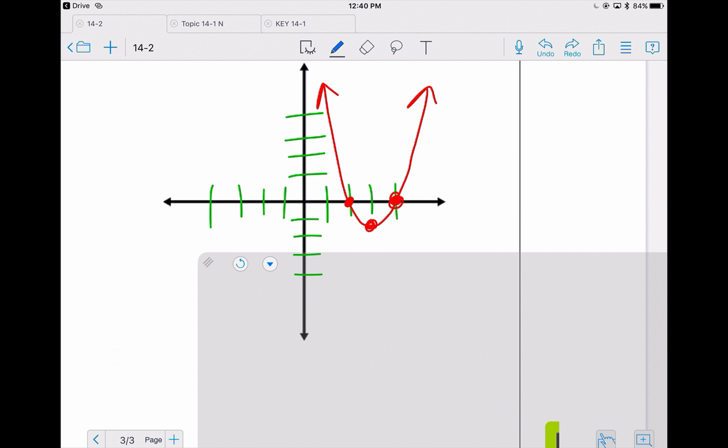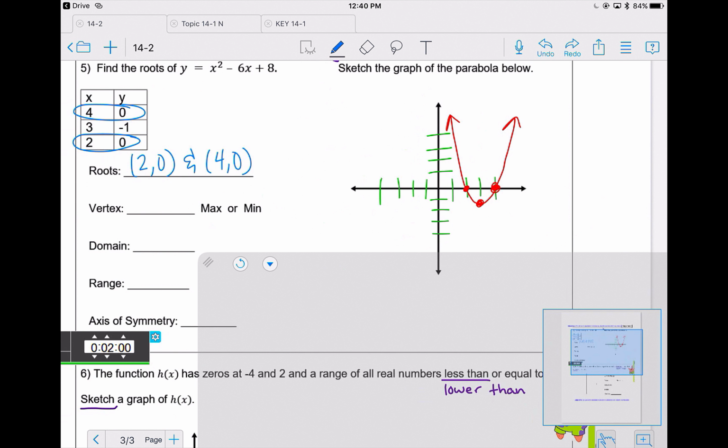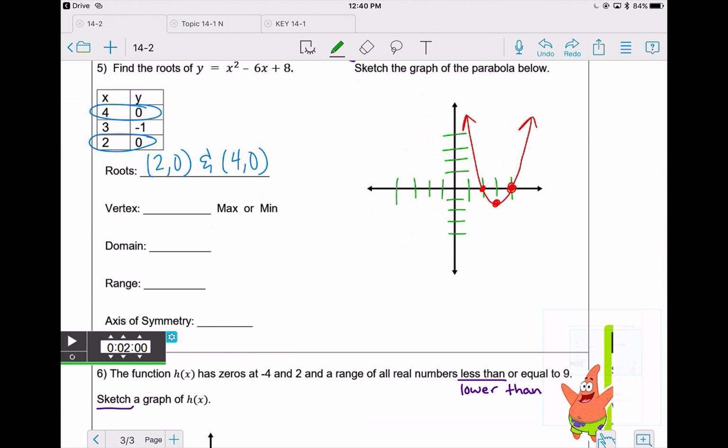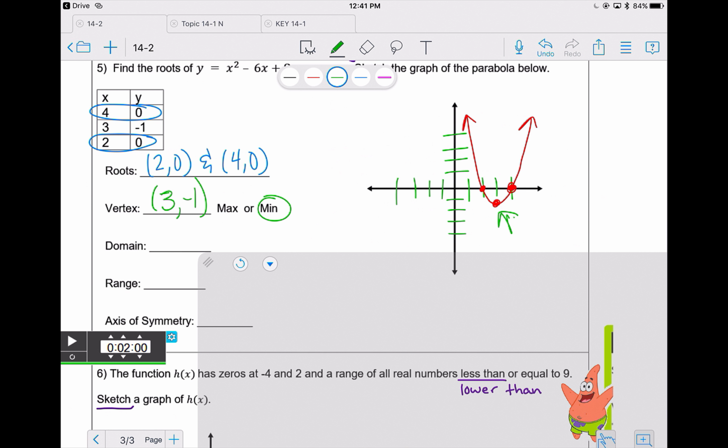Okay? So from this, we could see that our vertex is that lowest point down here, which is the point (3, -1). And this would be a minimum because I have to go through those other roots. I have to go through that point, so that is my lowest point, and it will go up from there.